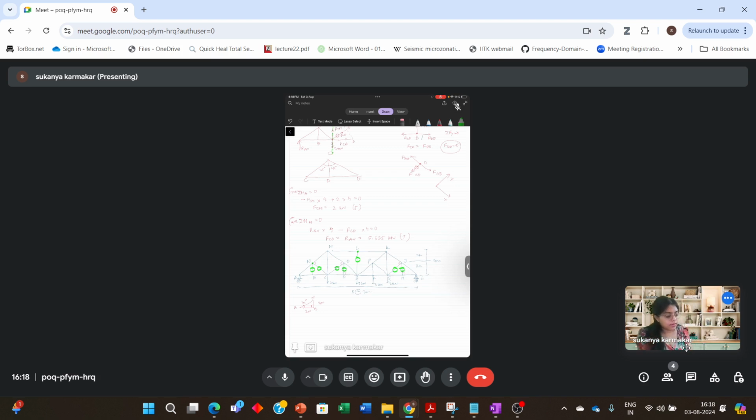So these are under this loading condition, for this set of loads. So there are 7 zero force members.